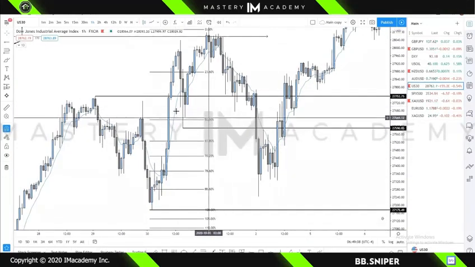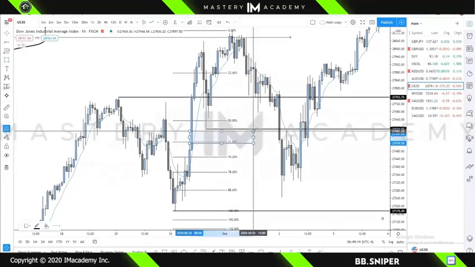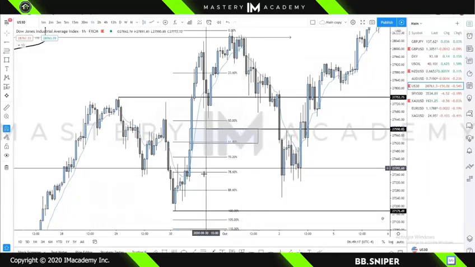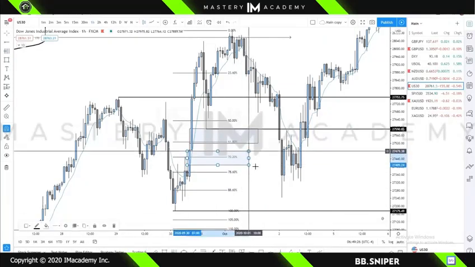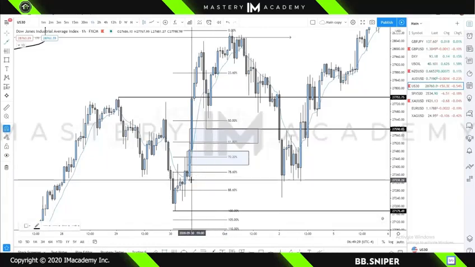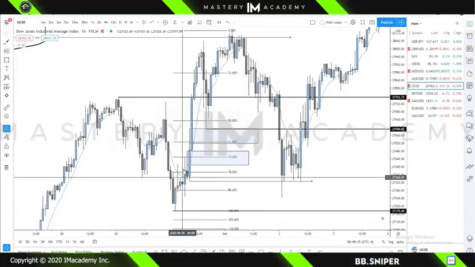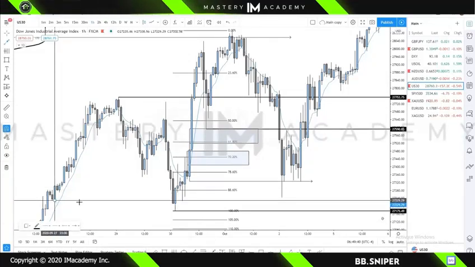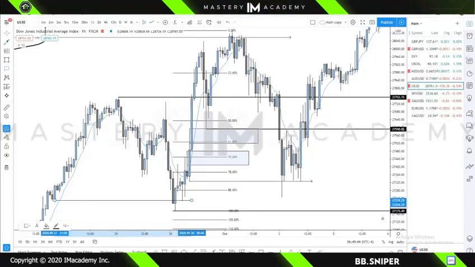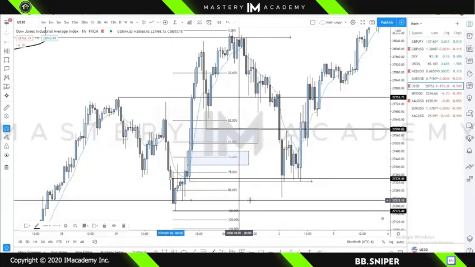It captures this internal liquidity in the form of this low, and this internal liquidity in the form of this imbalance. And then we trade right into that last bearish candle. Captures a low and goes the other way. Trades right into there.